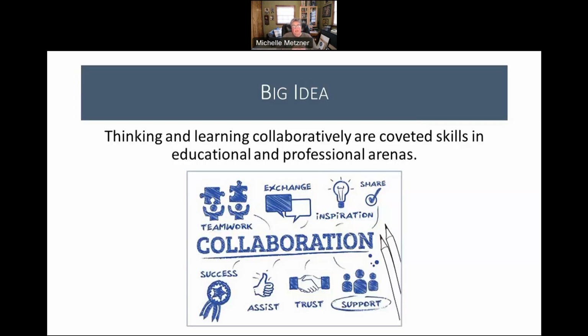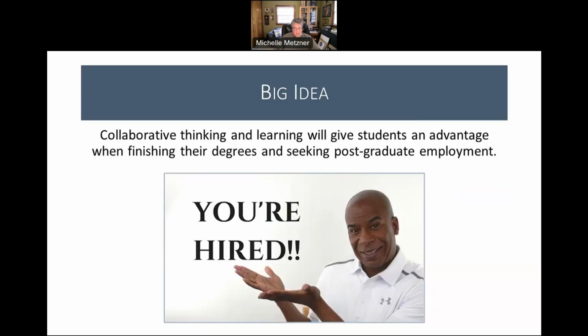Okay, so the big idea for this conference is that thinking and learning collaboratively are coveted skills in the educational and professional arenas. Think about in your school life and in your professional life, how many times you've been asked to complete group projects, group assignments, you know, work with your fellow students, work with your fellow employees to get a task done. I'm betting it's going to be quite often.